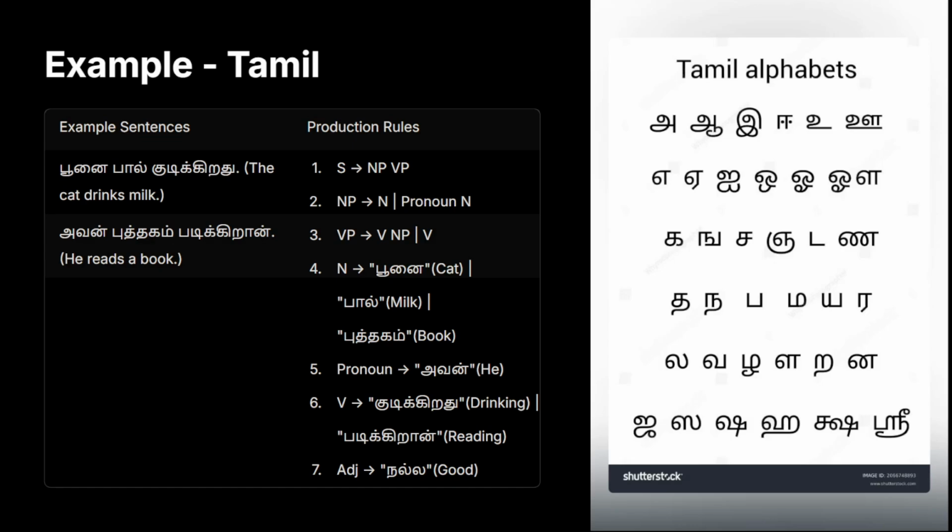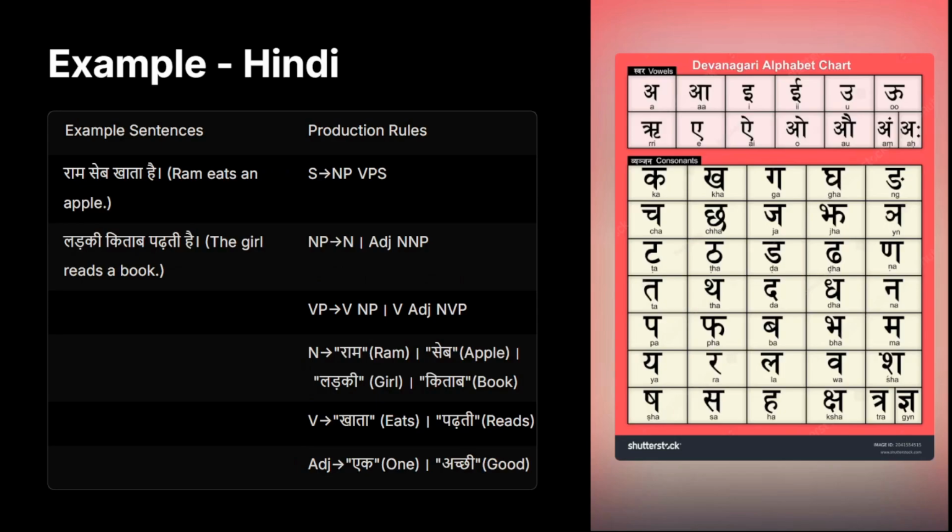Noun phrase is again translated into noun or pronoun, and verb phrase is translated into verb or noun phrase or verb plainly. So there are three nouns: the cat, milk, and book. These are nouns. The pronoun is given as he, and verb is given as drinking and reading. Adjunct is given as good. So from these rules, you can derive either using a parse tree, or you can rewrite the production rules into forming a complete sentence.